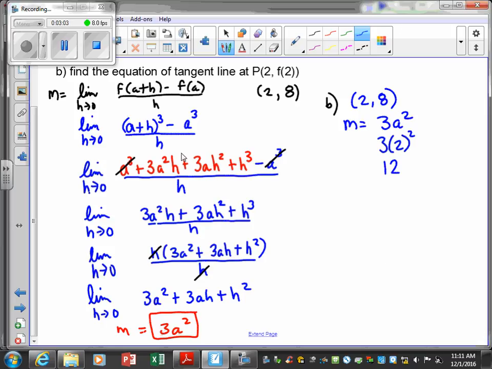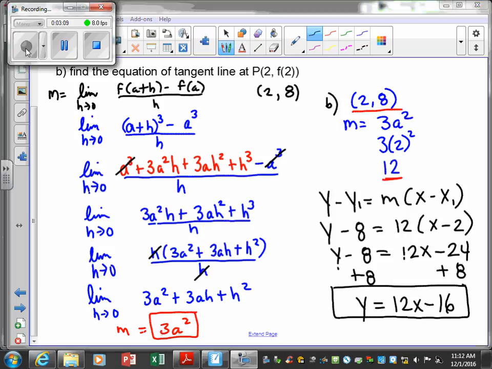Okay, so we have our point and we have our slope. Now do the algebra behind that and get the equation of the tangent line at the point 2, 8. Okay, so check your work, plug that in the point slope formula, and you get the equation of the tangent line at the point 2, 8 is going to be y equals 12x minus 16.